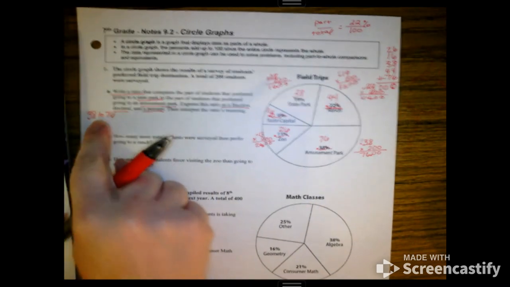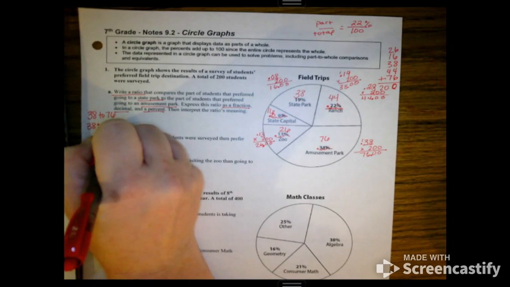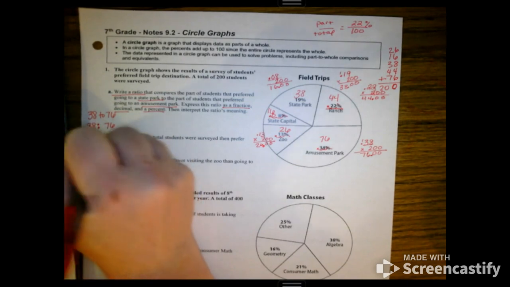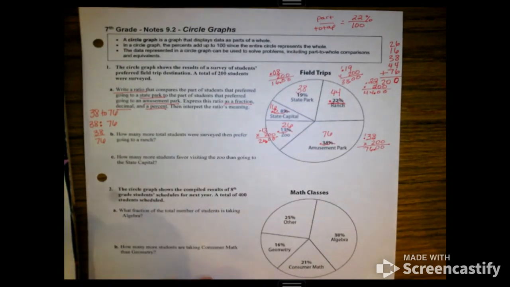You can write a ratio like that. You can write it like this. You can write it as a fraction. Those are all ways to represent a ratio. Can't you also do 38 equals 76? No, they are not equal to each other. No, you don't add them up. So we did our ratio, yes?